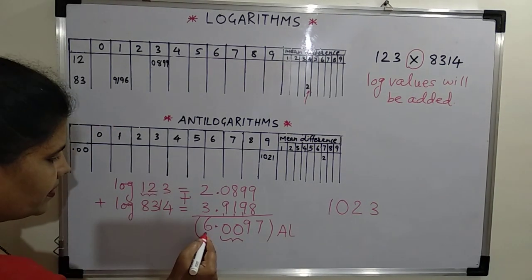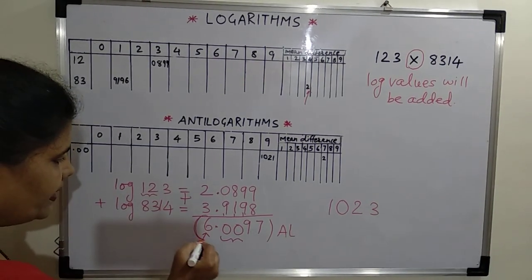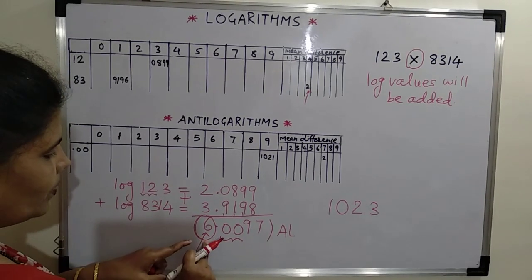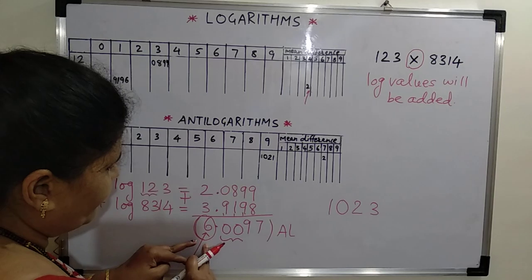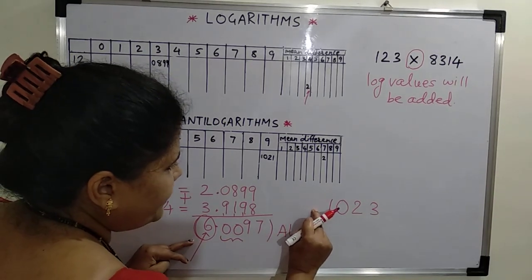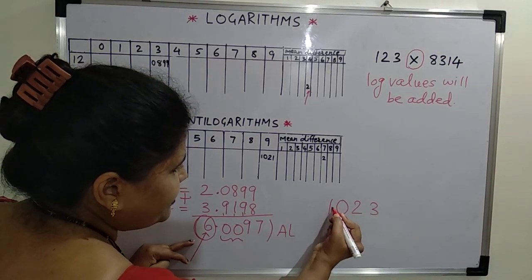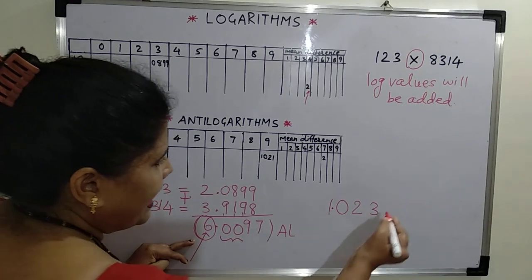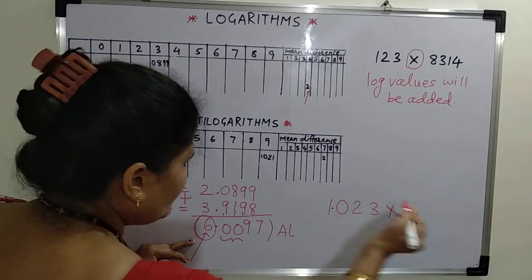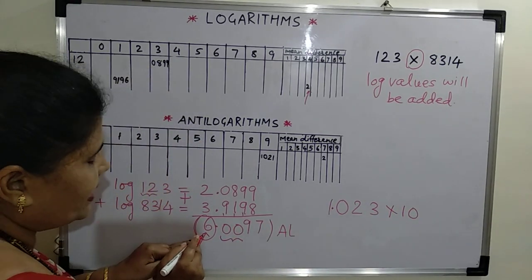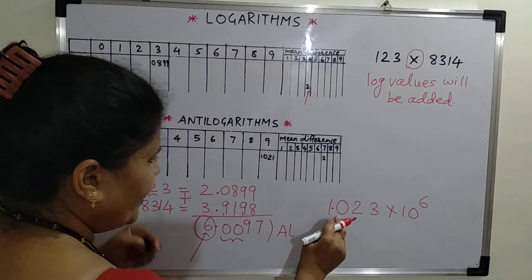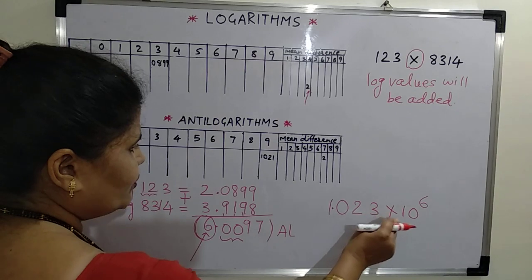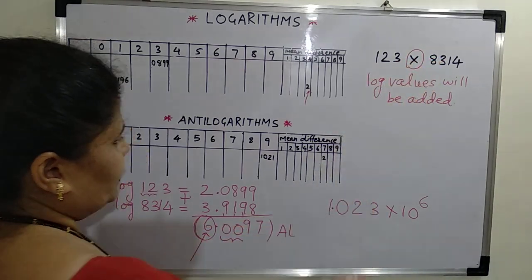Now what is left is this particular digit. This digit will give you the position of the decimal. Simply, students, from this side you leave one digit and put a decimal here like this, and multiply by 10 raised to whatever value you have here. So your answer is 1.023 into 10 raised to 6 for this calculation.